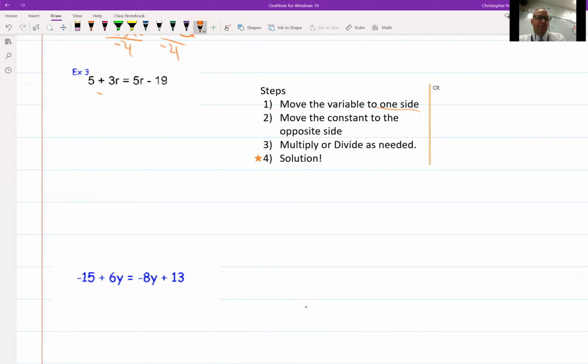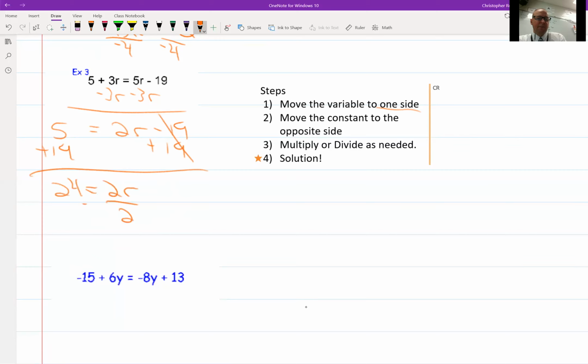So I'm going to do that here by moving 3r. So 5 equals 2r minus 19. I'm going to add 19 because that's how I get rid of subtracting 19. So I'm the whole way up to 24 equals 2r. Divide by 2. Sometimes I turn into a pirate. And if I divide by 2, because these were being multiplied, that means you end up with 12. We end up with a solution, okay?